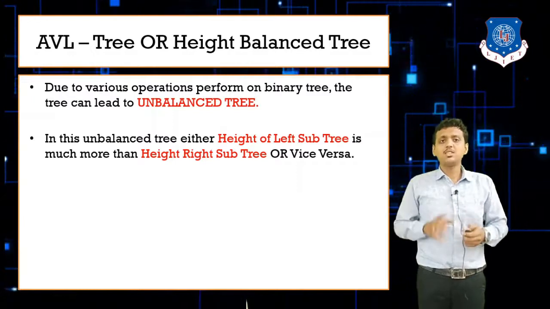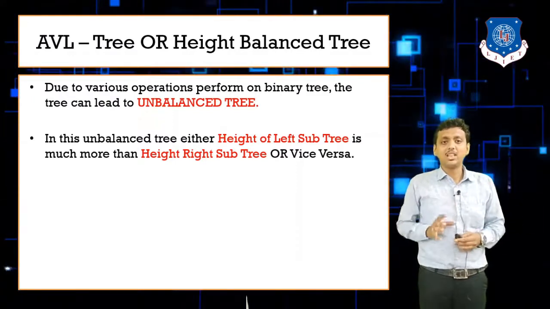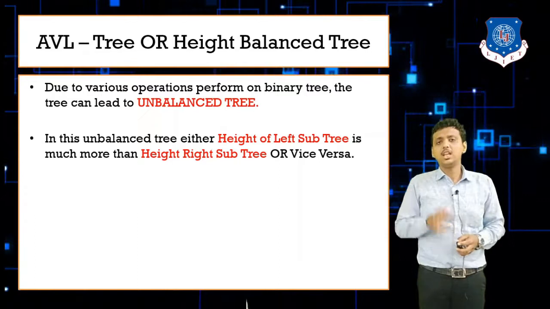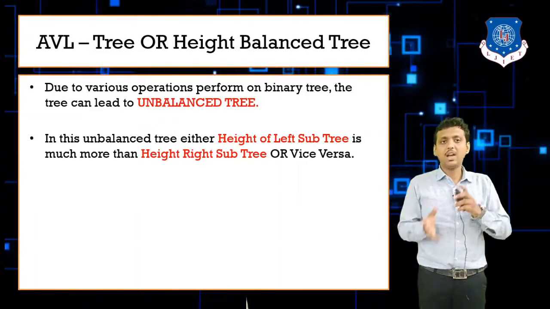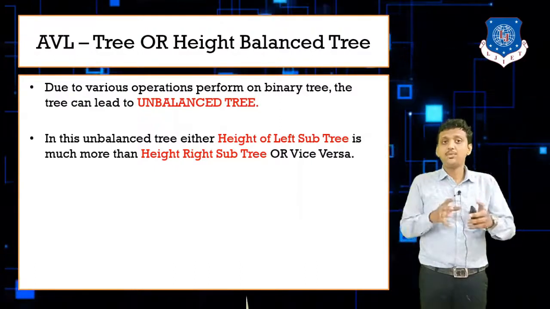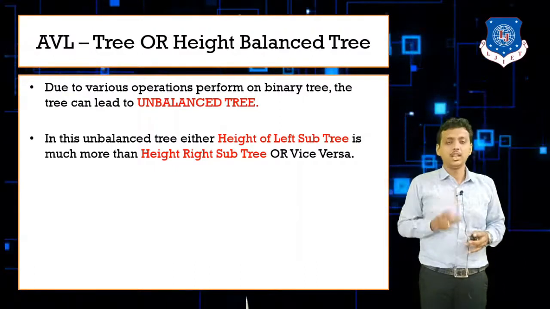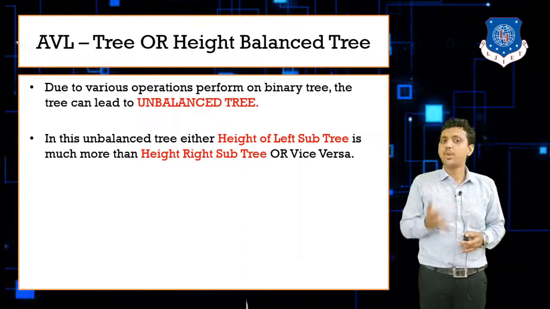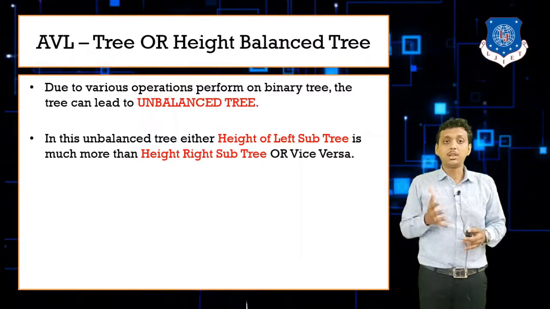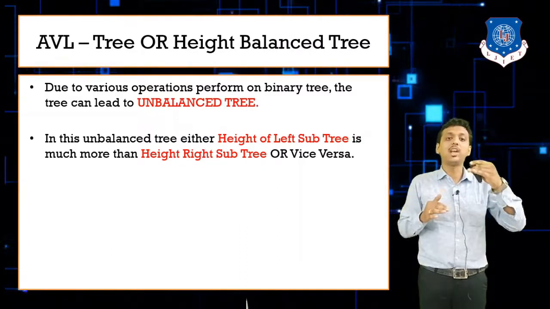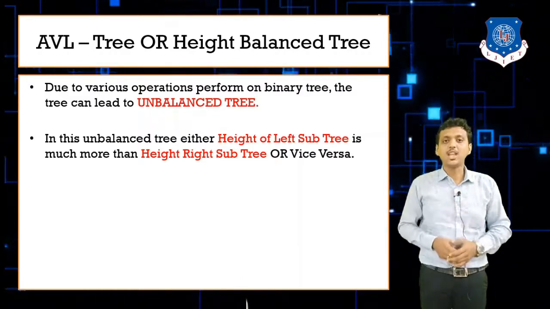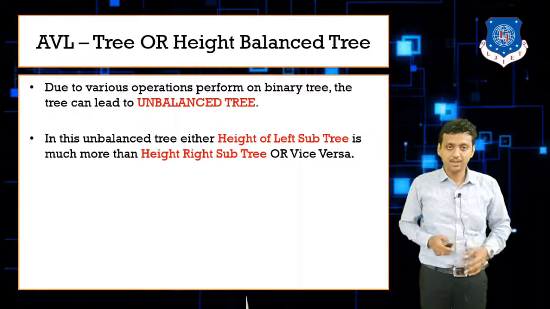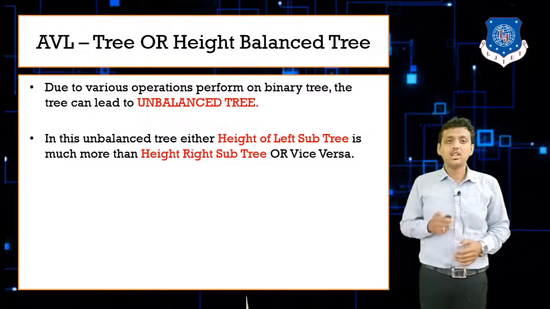Students, the tree is unbalanced when the height of the left subtree is much more than the height of the right subtree, or vice versa. That means if the height of the left subtree is 3 and the height of the right subtree is 5 or 7, that is a vast difference between the heights of the left and right subtrees. So that tree is known as an unbalanced tree. Okay, so let's move further.